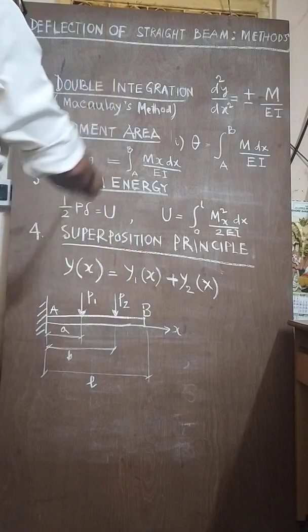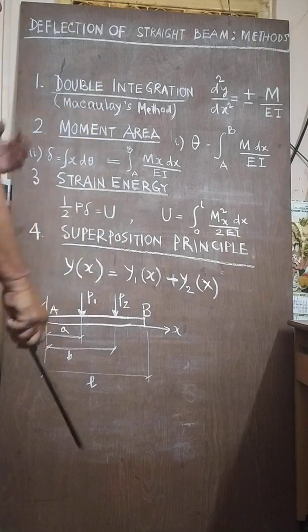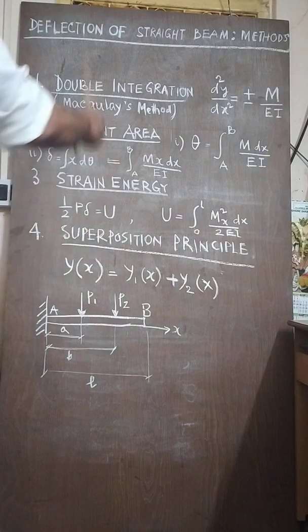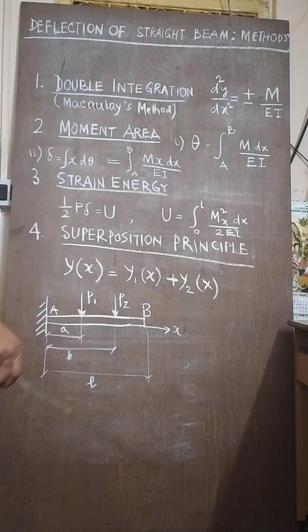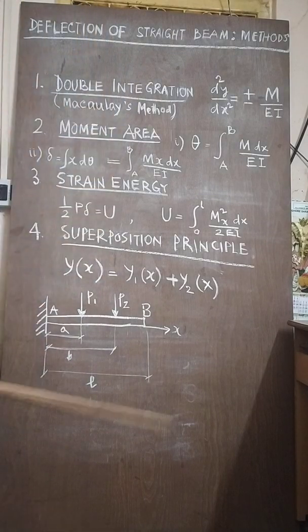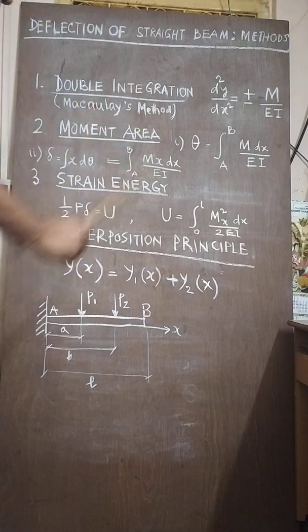So these are the four methods, and mind that deflection is very important. In strength of materials, the deflection is very small. In fact it applies to all structures, beams, and this deflection is for elastic members. All the members follow Hooke's law, so this is an elastic member.